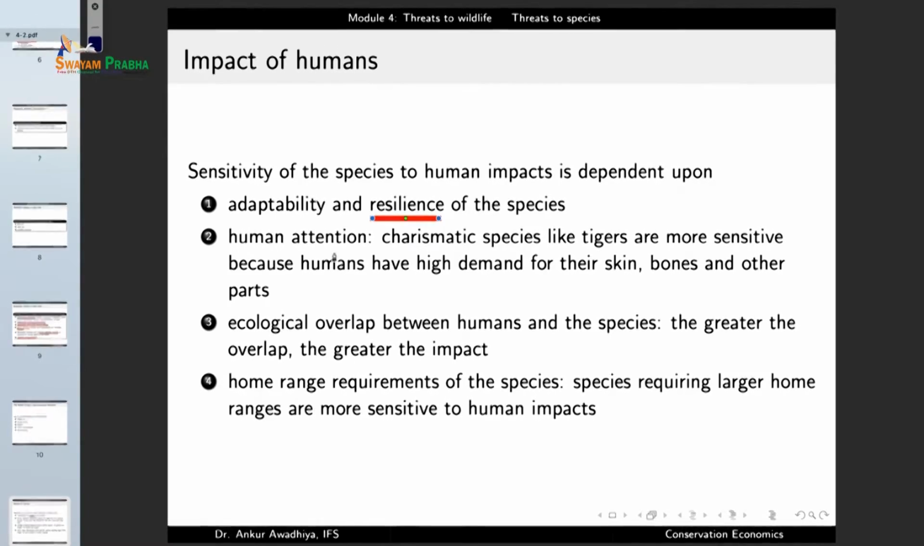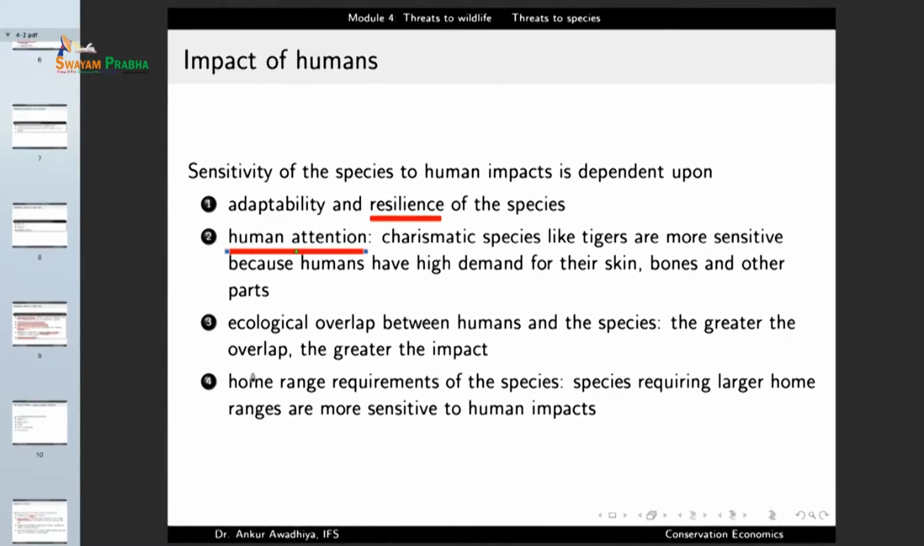Next, we have human attention. There are certain charismatic species such as tigers which are more sensitive because humans have a high demand for their skin, their bones, and their other body parts. If humans find that a certain species is beautiful, or charismatic, or majestic, then that species will suffer a much greater impact from human beings. So there is a much greater danger if the species is beautiful, like peacocks, or majestic, like tigers, and humans are giving attention to that species. That is a big problem.